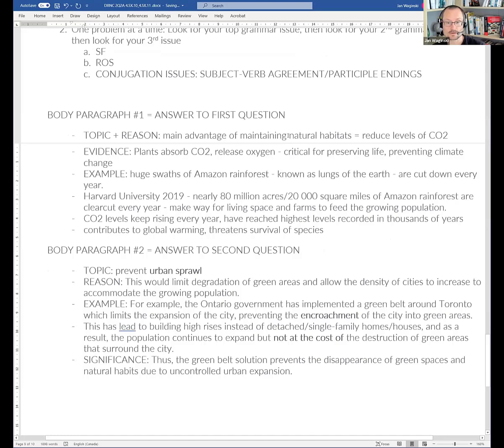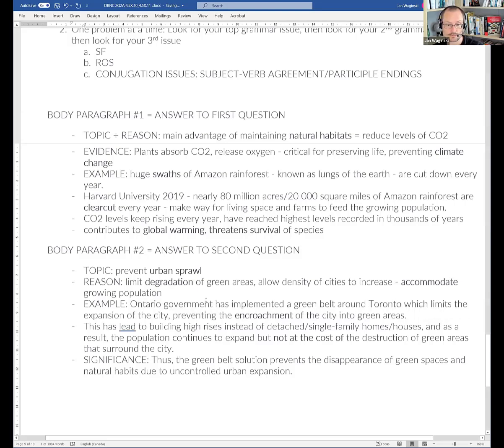Okay, so key vocab: natural habitats, climate change, swaths, Amazon rainforest, clear cut, global warming, threatens survival, urban sprawl, limit degradation, increase. Accommodate is a really good word. Accommodate growing population. Implemented. Limits the expansion of the city.